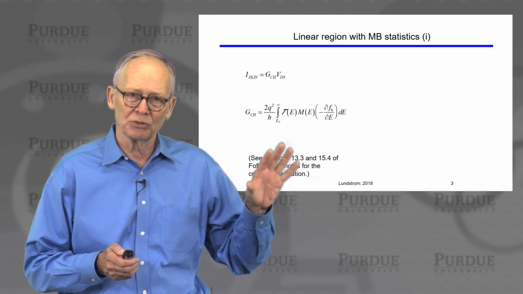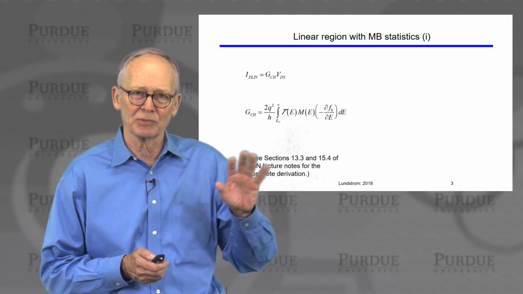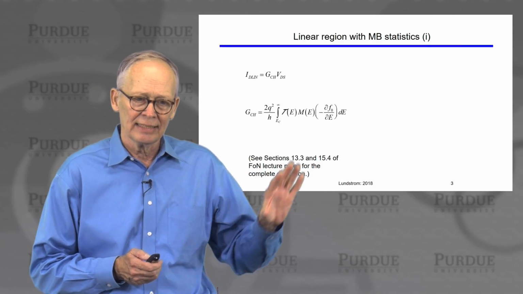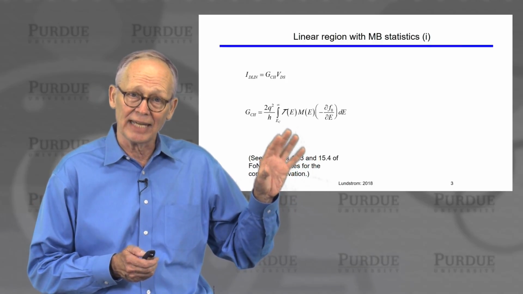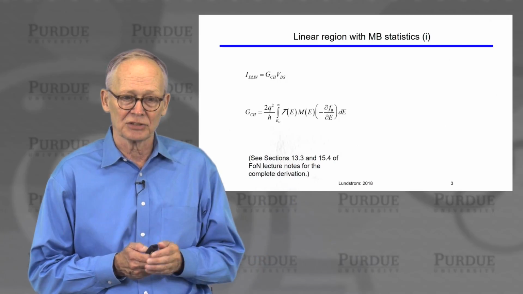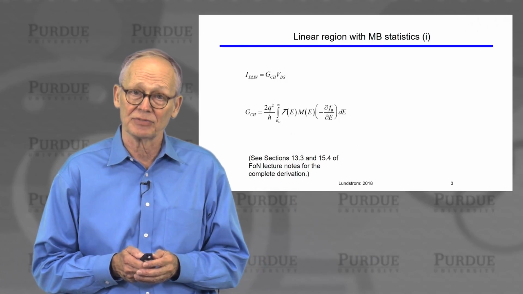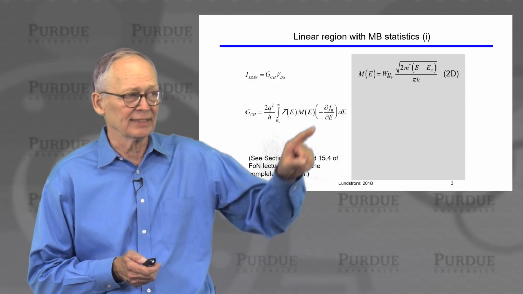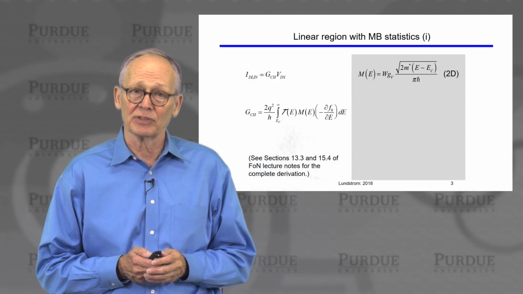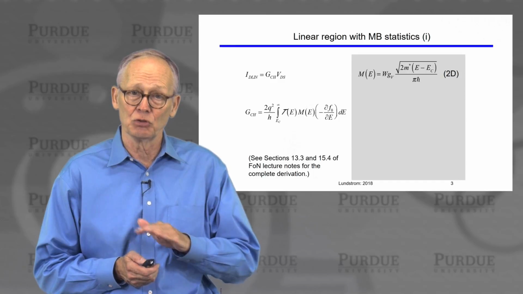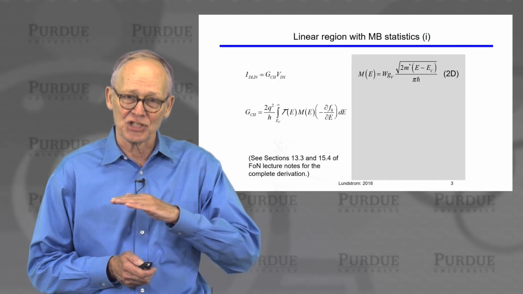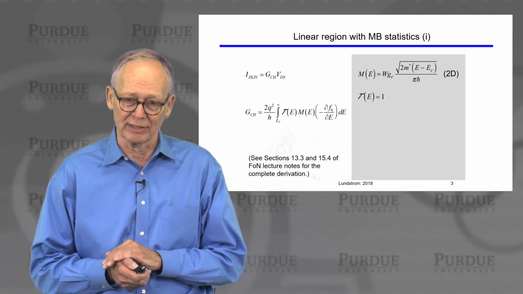Now, I'm not going to go through the details of this derivation. I'm going to show you how it's done. Those of you that are interested in the details can see the Fundamentals of Nanotransistors, sections 13.3 and 15.4, which work through this in a little more detail. But the point is, we have an expression for the number of channels versus energy in 2 dimensions, and electrons flowing in the channel of a MOSFET are 2-dimensional electrons.